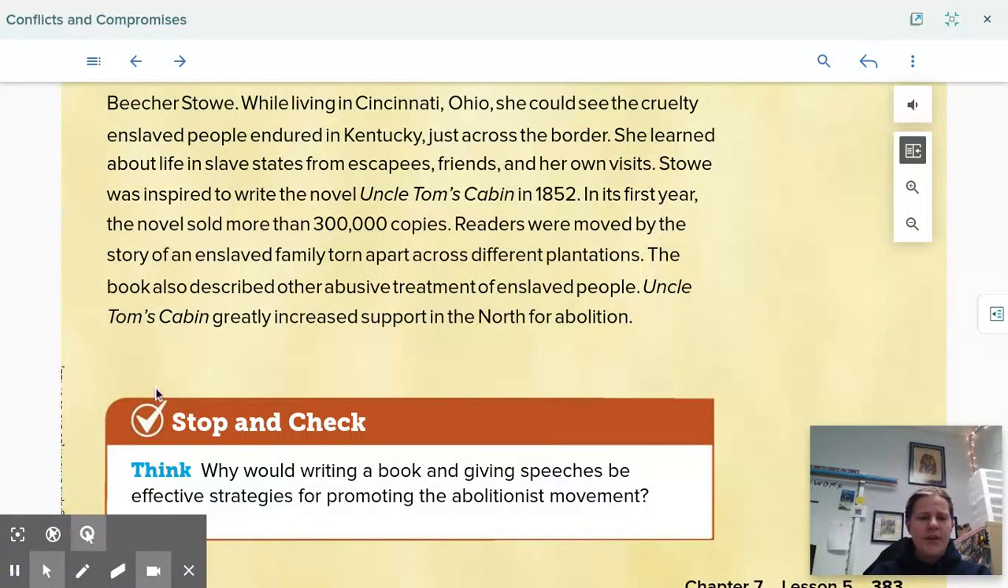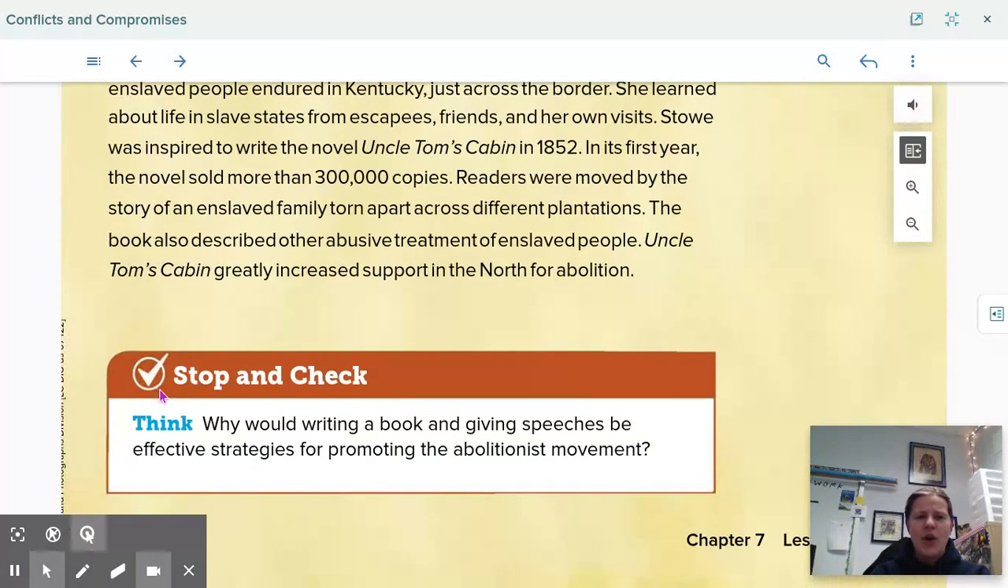All right, so we have a stop and check. So let's think. Why would writing a book and giving speeches be effective strategies for promoting the abolitionist movement? So these are people that are writing books and giving speeches and speaking out against slavery. So, why do you think that would be an effective strategy, a good strategy for promoting the abolitionist movement?